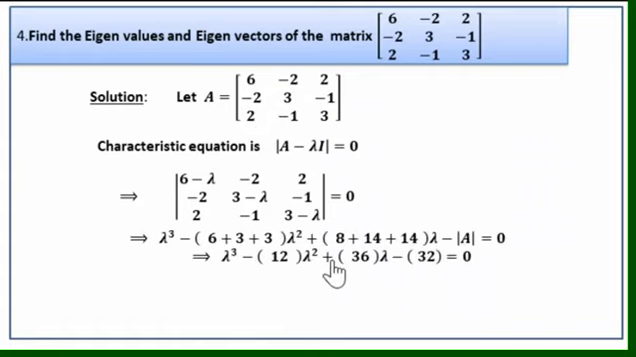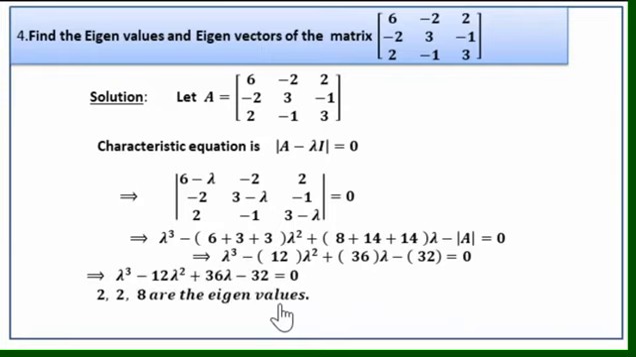Then we can expand it as lambda cube minus (6 plus 3 plus 3) lambda square, plus the minor of 6, which is 3 into 3 minus 1, that is 9 minus 1, 8. Then the minor of 3 is 6 into 3 minus 2 into 2, which is 14, and the minor of the other 3 is 6 into 3 minus 2 into 2, so we get 14, into lambda minus determinant of A equal to 0. That is lambda cube minus 12 lambda square plus 36 lambda, and determinant of A is 32. Substituting, we get this, and solve.